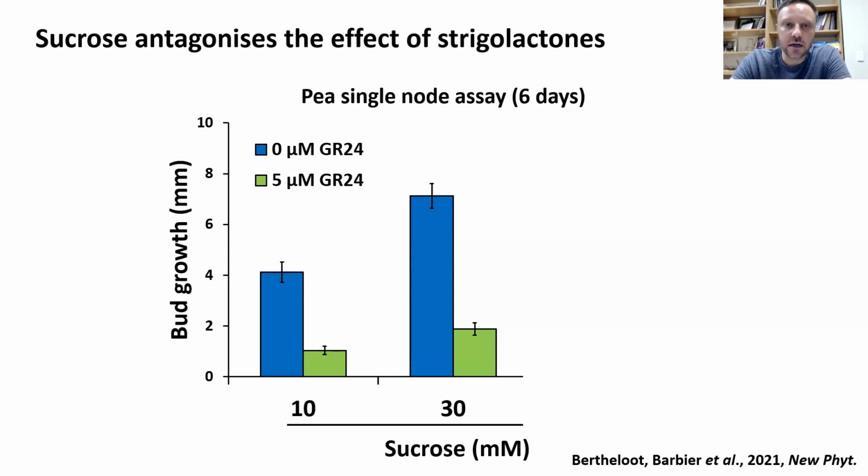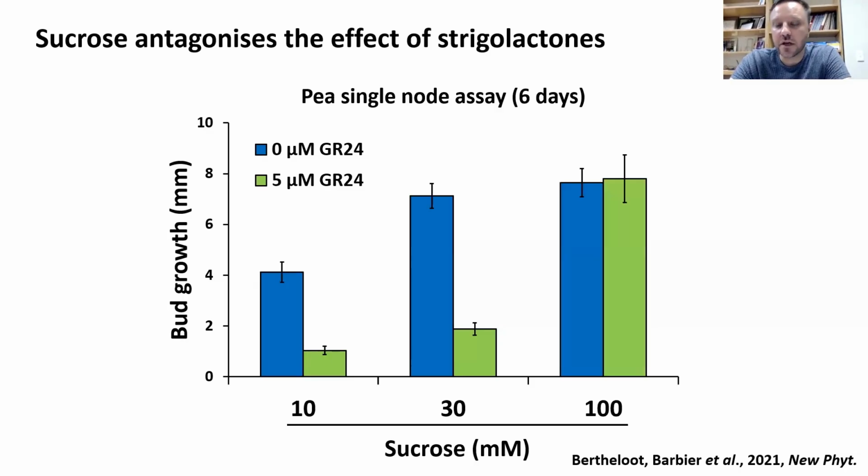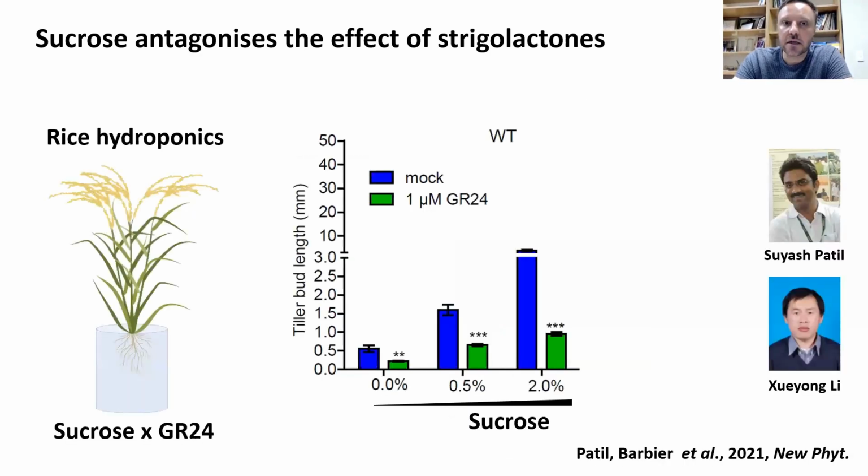And as you can see, GR24 has a strong inhibitory effect on bud outgrowth. But now, if I repeat the same experiment, having a huge amount of sucrose in the growth medium, you can see that GR24 does not inhibit bud outgrowth anymore. We could repeat that also in rose and in rice. And this is a collaboration that we did with Triangli and Suyash Patil.